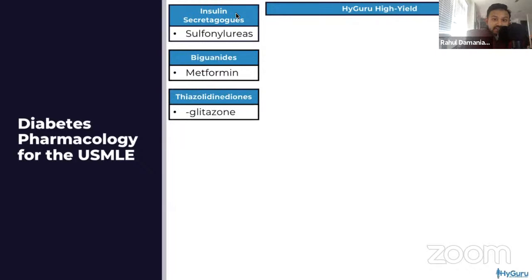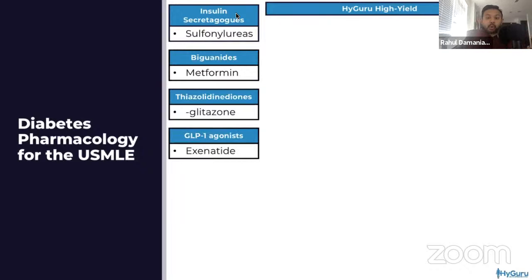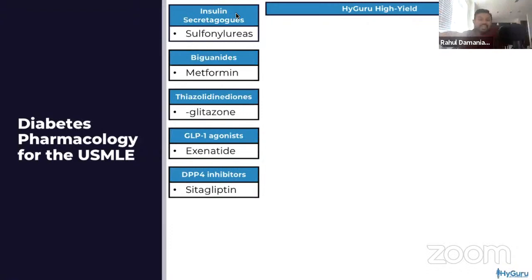GLP-1 agonists are going to act like endogenous GIP and GLP. So exenatide is going to be the medication there. DPP-4 inhibitors are going to increase GLP levels. So normally DPP-4 takes GLP and turns it into inactive GLP. But if you inhibit DPP-4, you get increased GLP. So sitagliptin sits on DPP-4.